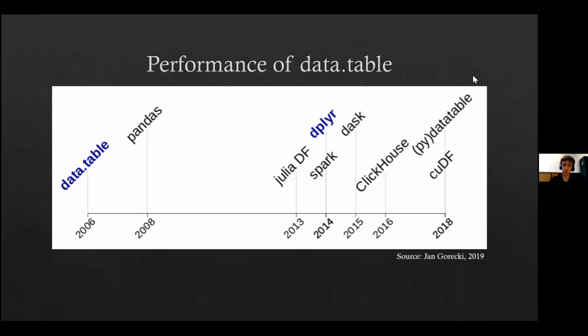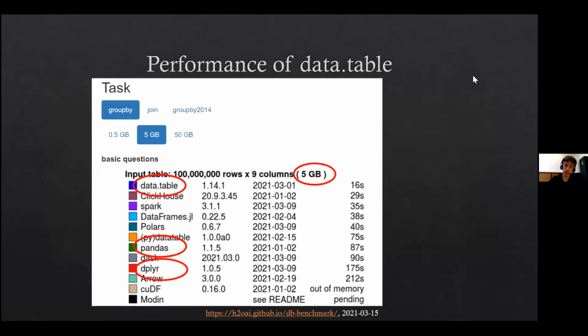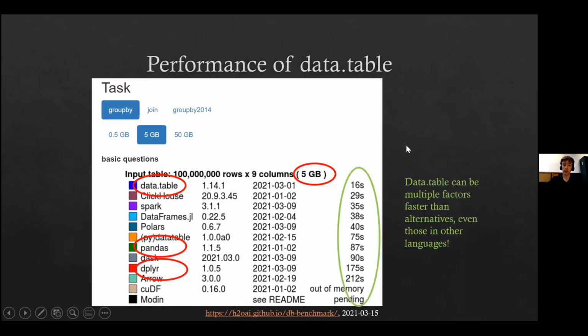But then if we look at some benchmarks of how well datatable performs, this is a website. You see the link that almost in real time checks the performance of different options. So these are multiple group by tasks on a data set of 5 gigabytes. And you see datatable is actually the fastest if you compare it to several other software packages, and especially compared to probably the most popular alternatives, pandas and dplyr. It is really a lot faster. Multiple factors faster even, you could say.